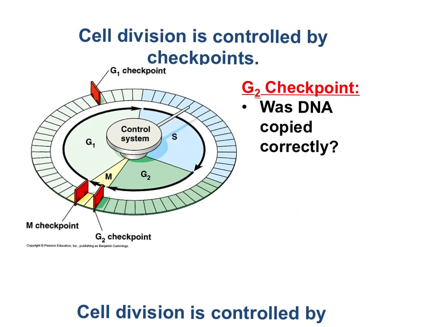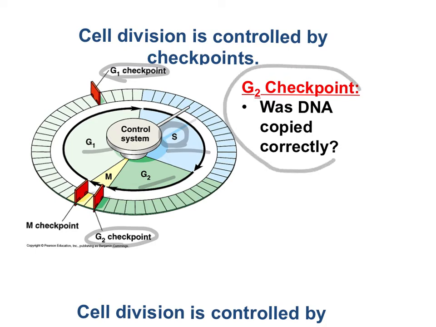There is more than just the one checkpoint that checks to make sure if there's food and space. So beyond that first checkpoint, there are 2 additional checkpoints. The next checkpoint is the G2 checkpoint. The G2 checkpoint occurs at the end of G2, which means that it occurs after S, because we have G1, S, and G2 is the order. So the G2 checkpoint will check to make sure that DNA was copied correctly.